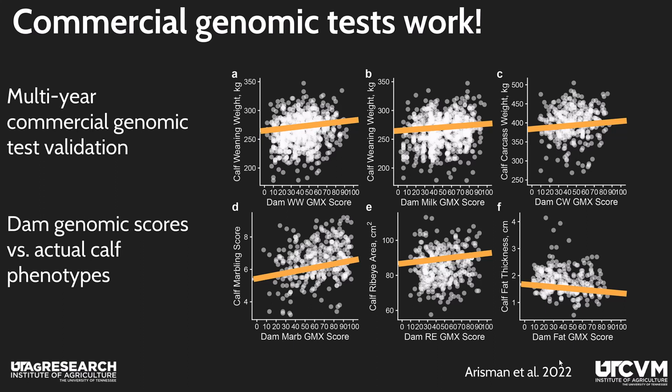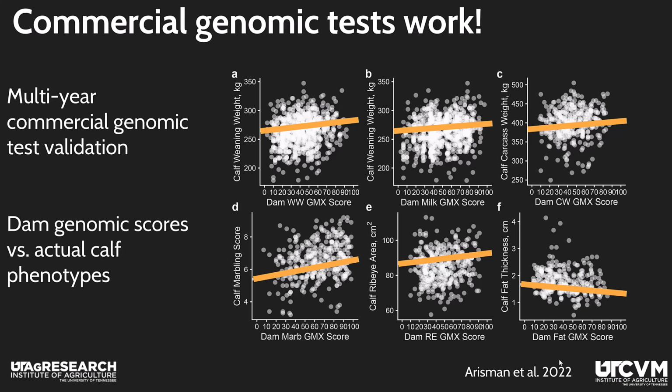They are predictive. Again, if we look across a big population of animals, this is some work from the University of Missouri that takes a dam's GeneMax score. This is the commercial Angus test, and it asks, based on the dam's GeneMax score, what does the offspring phenotype out of each of these animals look like? What you'll see is that there's a significant slope to each of those orange lines. The dam's GeneMax score is significantly predictive on average of those calves' performance. The issue is that there's still a lot of spread here. It's serving its purpose, but it's not perfectly predicting the phenotype of those offspring.